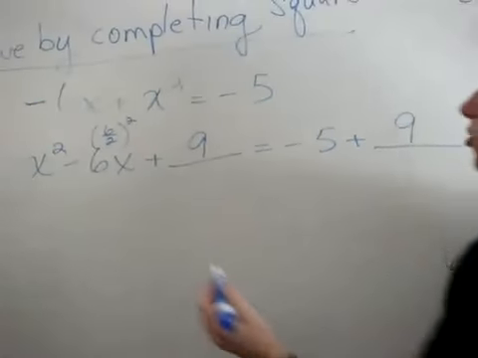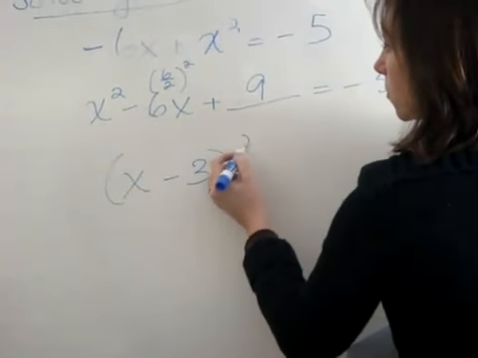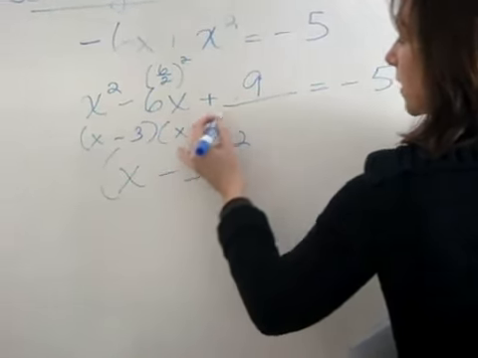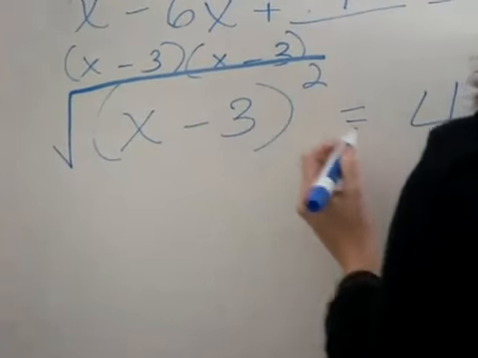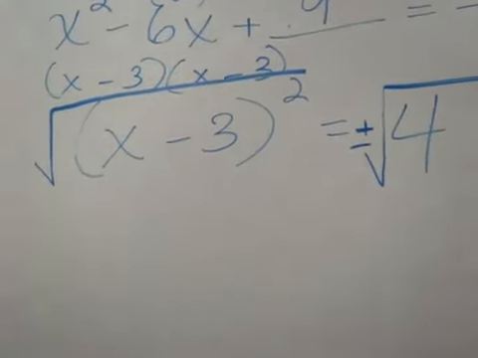Since it's a perfect square trinomial, we can factor it into x minus 3 quantity squared, which would be x minus 3 times x minus 3 if we factored it. But we can just go right to the step. Equals 4. Now to get the x by itself, we have to take the square root of both sides. Here's where I lost some of you. When you take the square root, you have to do the plus or minus square root of both sides.